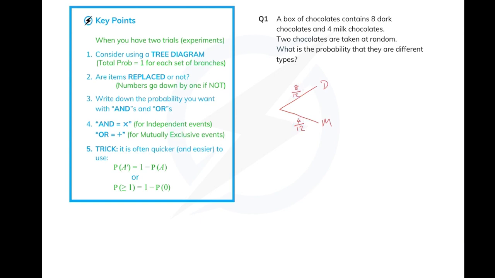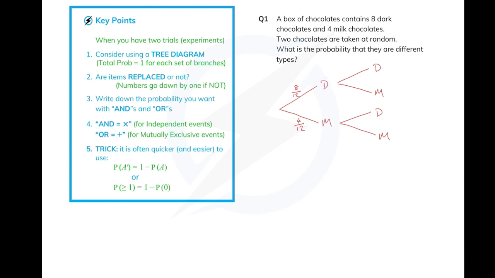And then we need to put a second set of branches on, after each choice here. So if it's dark first, it can either be dark or milk second. And if it's milk first, it can still also be dark or milk second. And now, because we're without replacement, we need to be careful with the probabilities. So how many dark chocolates are left if we've already taken a dark chocolate out?